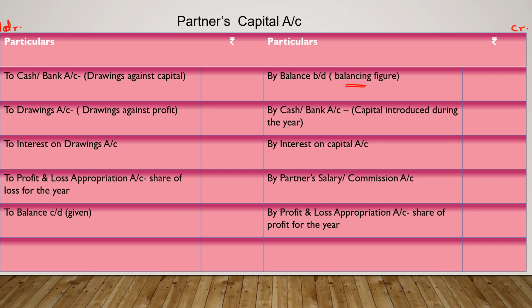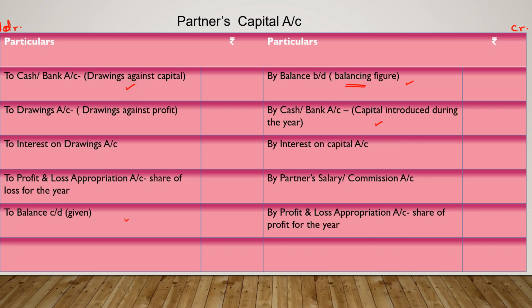Now, as you also know, there are two ways of maintaining the capital. One is the fixed capital method, the other one is the fluctuating capital method. So this capital account that I have prepared is to show the fluctuating capital method. All the appropriations, including the additional capital introduced and drawings against capital, go through the capital account. But if the partnership firm was maintaining capital under the fixed capital system, then in the capital account you would have just the opening, the additional capital introduced and the drawings against capital.